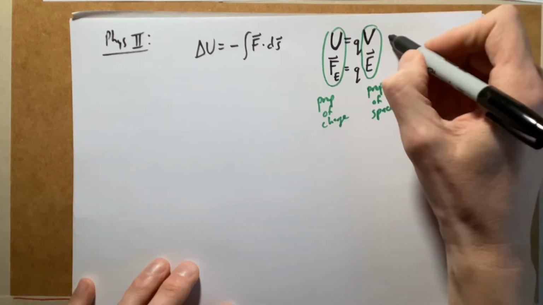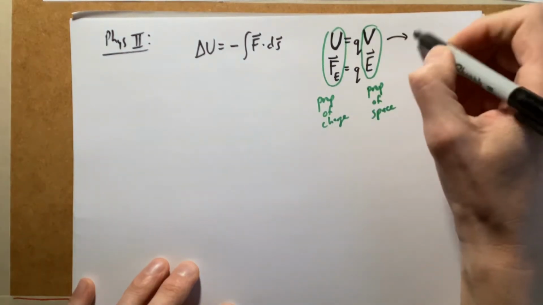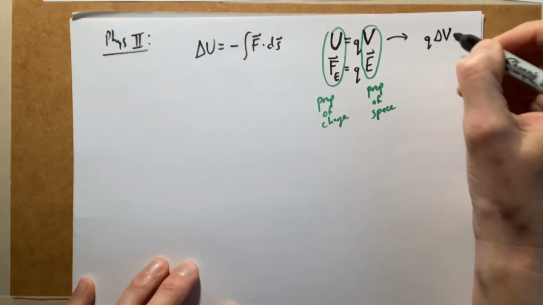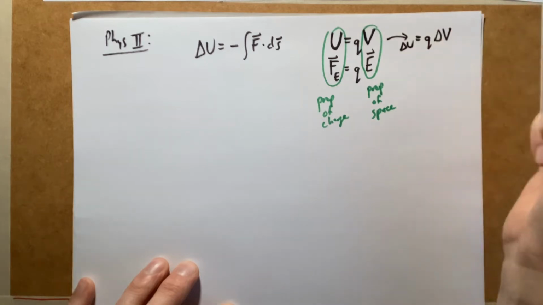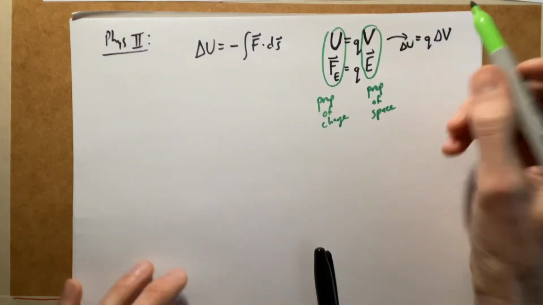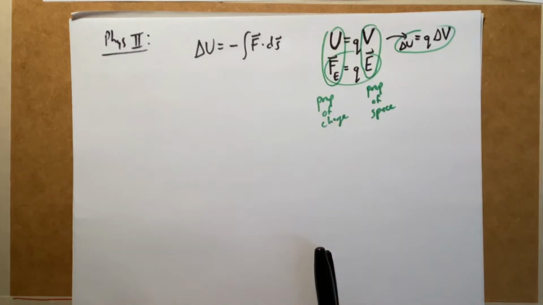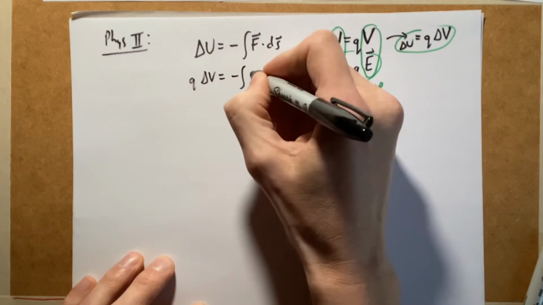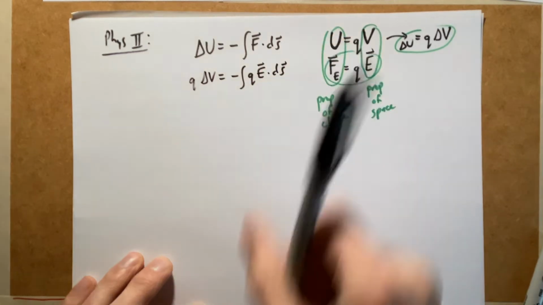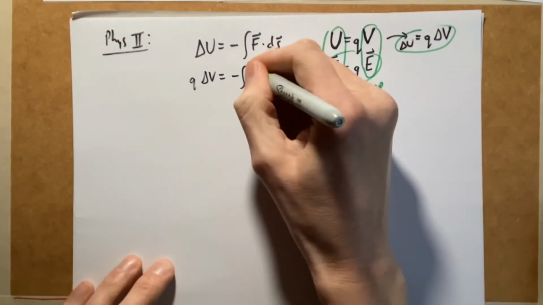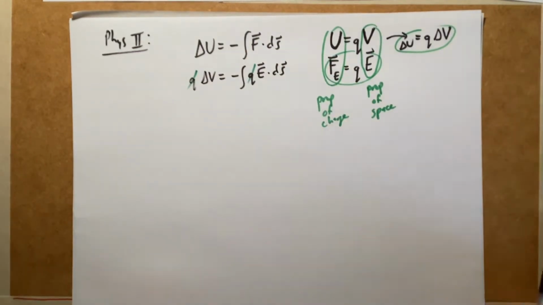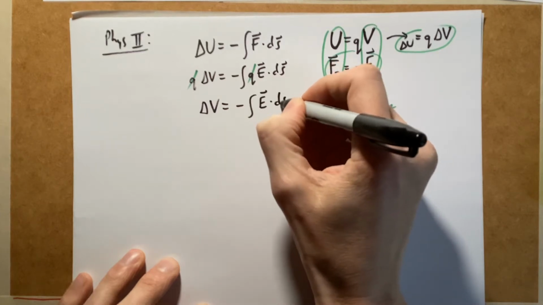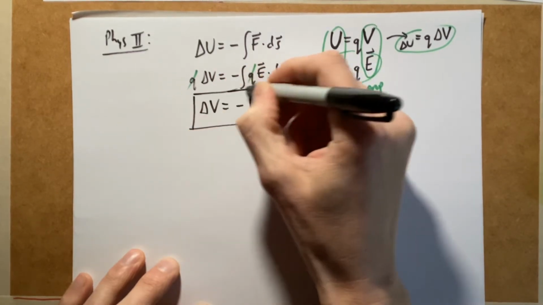So what am I going to do with this? First of all, the corollary to this is that if a charge goes from a location where the voltage changes, then its potential energy will change as well. So I'm going to plug this and this into my equation. Q delta V equals minus QE dot ds, and the charge cancels just like that, and just like that we have come up with a relationship between voltage and electric field.